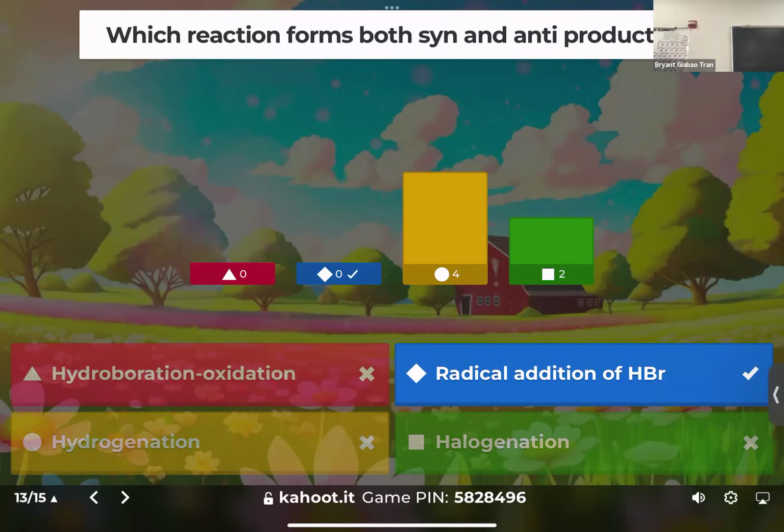Right. So hydrogenation, this one here, it's like H2/Pd/C. H2/Pd/C is syn addition. The hydrogens attack on the same side, right? But it is not anti-addition because it's asking for both syn and anti. That is dissolving metal reduction, not hydrogenation.